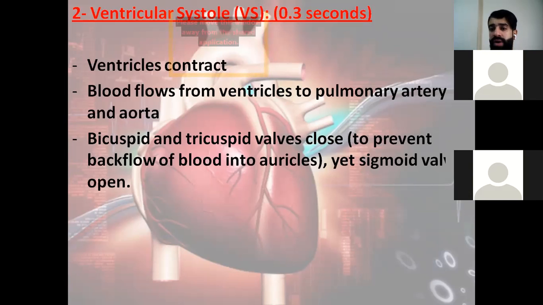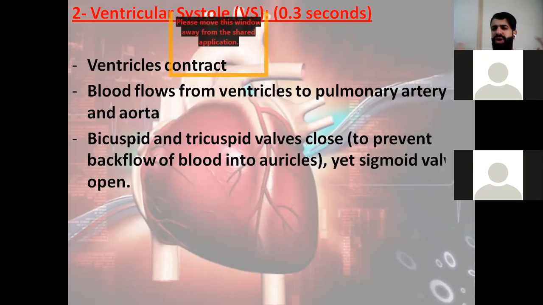Ventricular systole, from its name, systole, we said it's contraction. Ventricular systole, contraction of the ventricles. What will happen? The blood will flow from the ventricles either toward the pulmonary artery or the aorta. Bicuspid and tricuspid valves, in this case, are closed. Why? To prevent the blood from flowing back toward the auricles. Bicuspid and tricuspid valves are closed, and sigmoid valves are open.